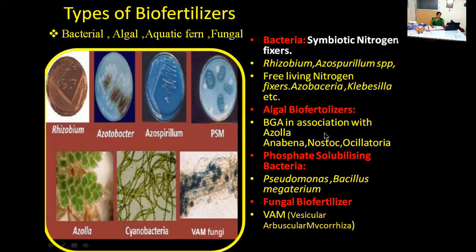The next one is algal biofertilizers. In algal biofertilizers, you can keep in your mind blue-green algae in association with azolla, then anabaena, nostoc, and oscillatoria. The next one is phosphate solubilizing bacteria, for example, Pseudomonas species, Bacillus megaterium. The next one is fungal biofertilizer, that is vesicular arbuscular mycorrhiza. And we can also think about cyanobacteria in the types of biofertilizer. This is all about the types of biofertilizers.